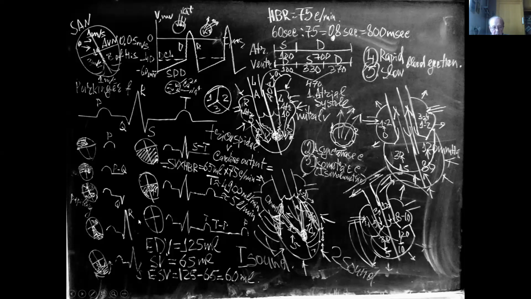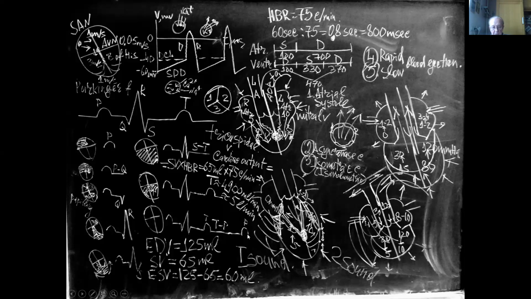After this, all the heart is at rest, and this is the resting membrane potential on all the myocardium fibers, and that's why we have the waves. This is the TP segment.